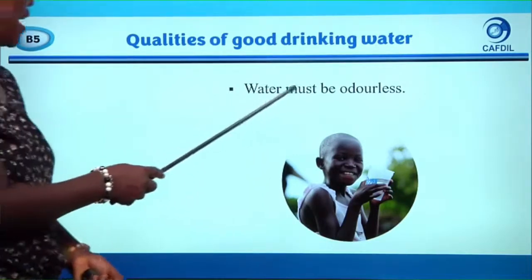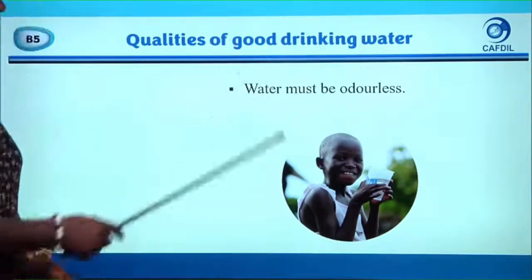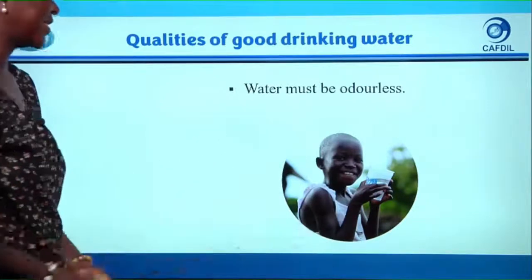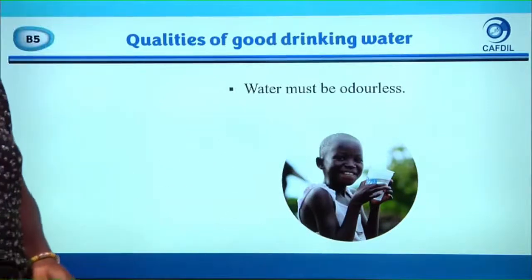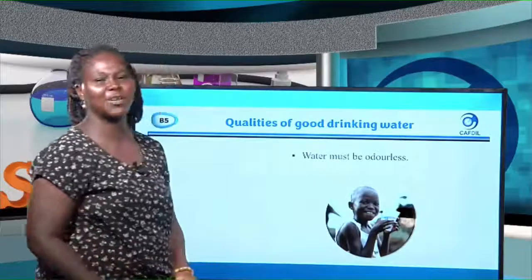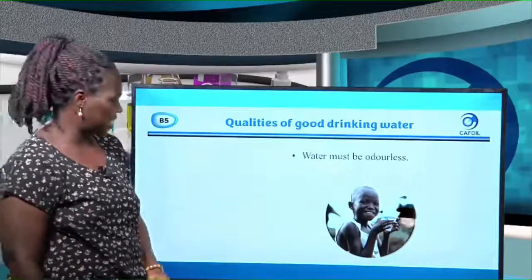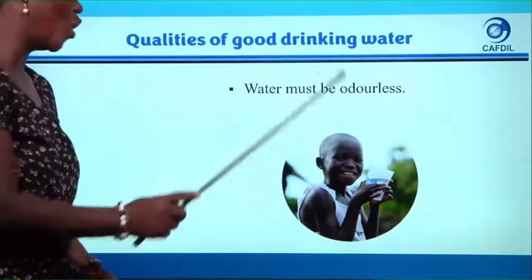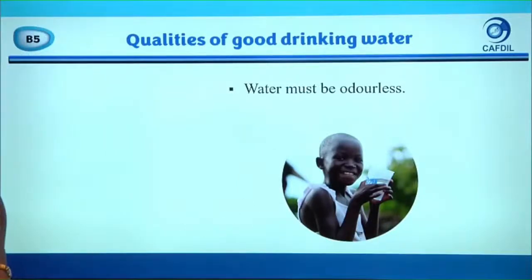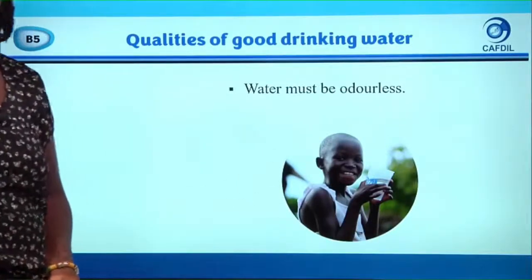Okay. Water must be odorless. It means there's no scent. There shouldn't be any scent in the water that we drink. It must be odorless, no scent. Should be free from scent.